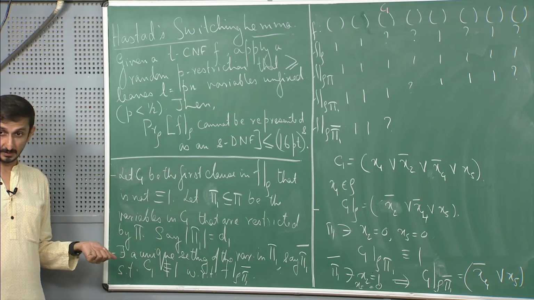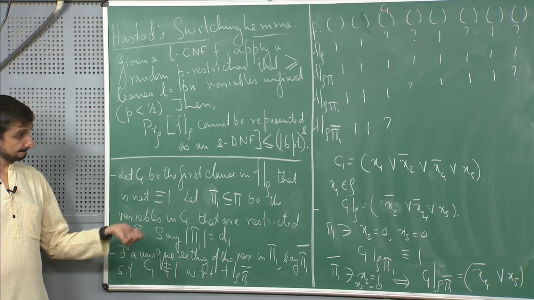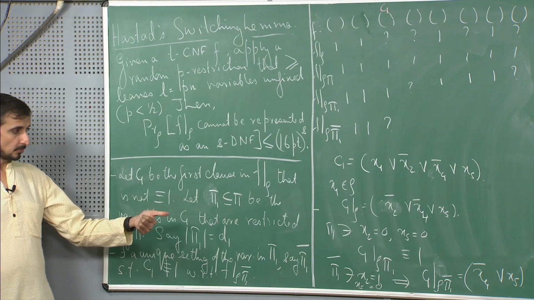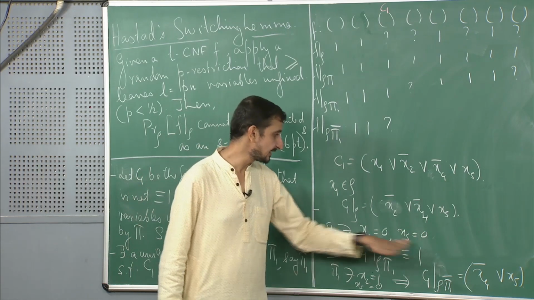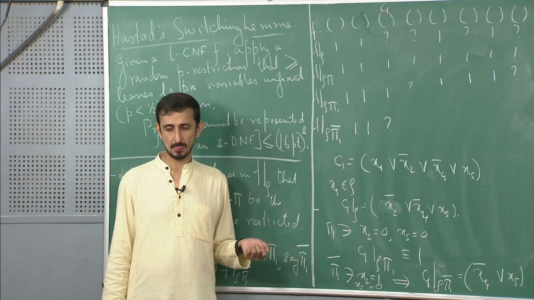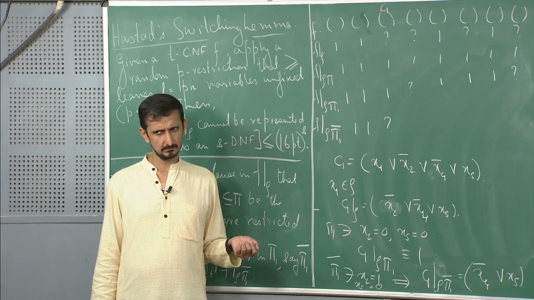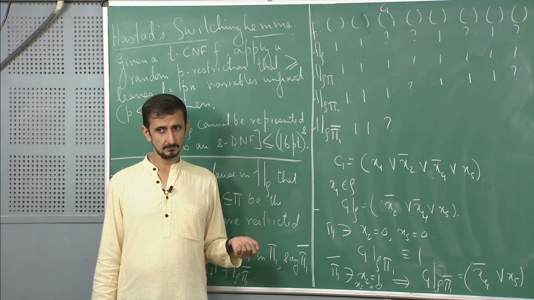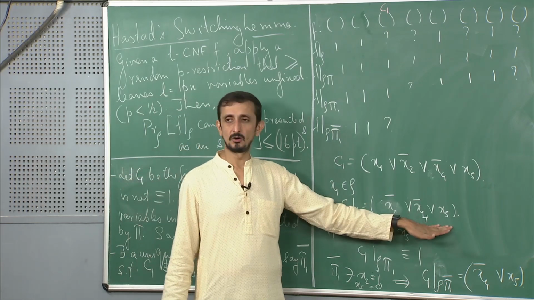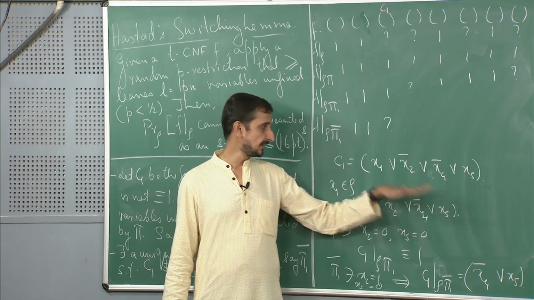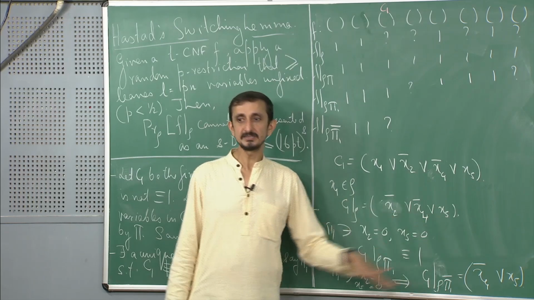What does it mean to say that it is restricted by pi? Here in this clause, x4, x2 and x5 are... no, pi is separate, here you are considering pi 1. So pi 1 is a subset of pi restricted to this clause. In pi, x4 was not getting restricted, only x2 and x5 were getting restricted. So I just picked those.